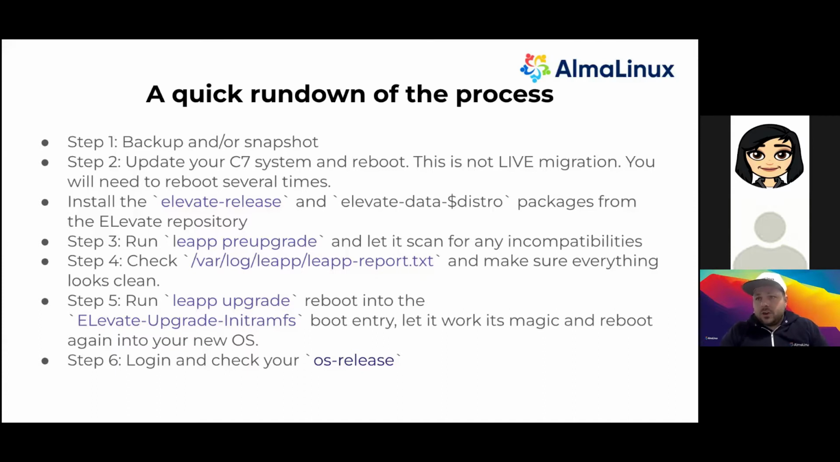The next thing is you're going to want to download the Elevate release and Elevate data packages, whatever your distro is, from the Elevate repository. I'll put up links for that at the end so you know where to find all of that. What that basically does is activate the Leapp repository within your current running environment, so that it'll be able to pull down packages and the necessary information it needs in order to do the upgrade. Then you're going to want to run Leapp pre-upgrade. Leapp pre-upgrade is basically a sanity check on the state of the system to make sure that it can be upgraded and that you're not going to run into any roadblocks.